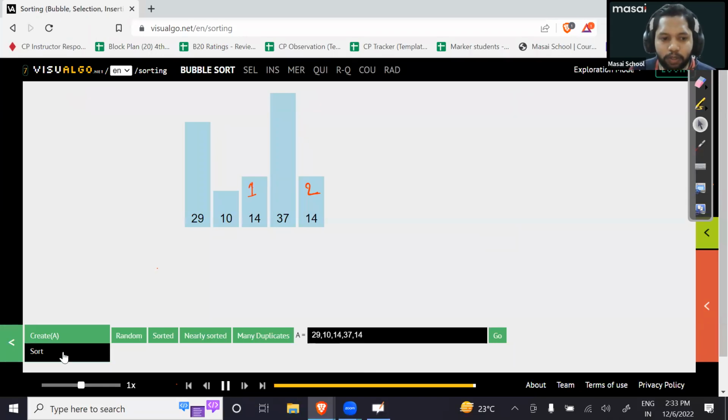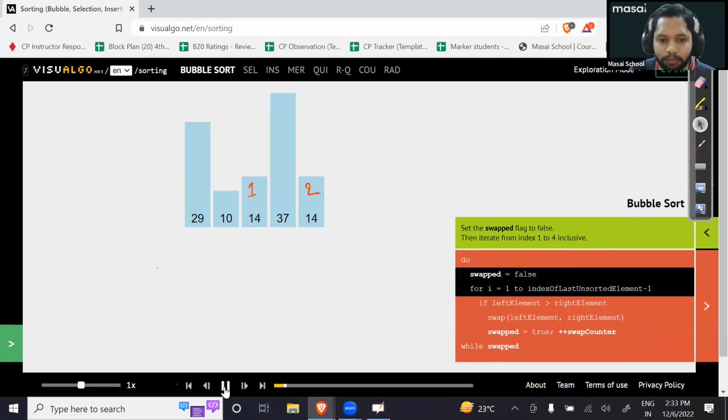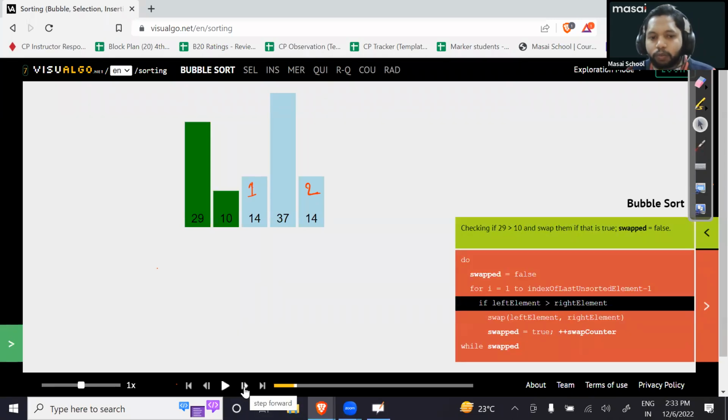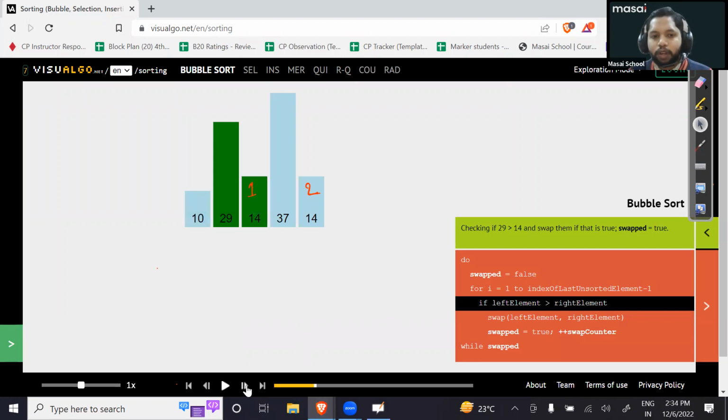Okay, so let's start. So guys, what we do in bubble sort is compare. Is 29 greater than 10? Yes. So what will I do? I will simply swap it. Is 29 greater than 14? Yes. What will I do? I will simply swap it.